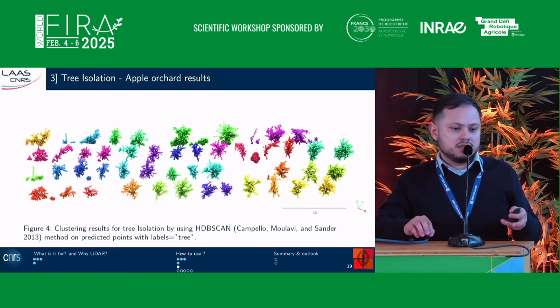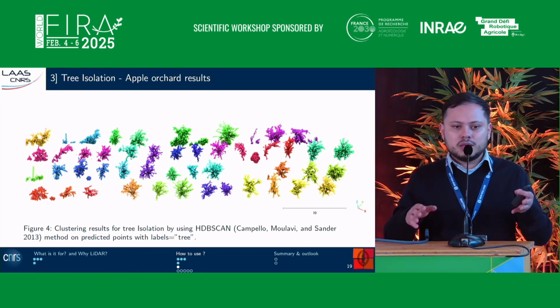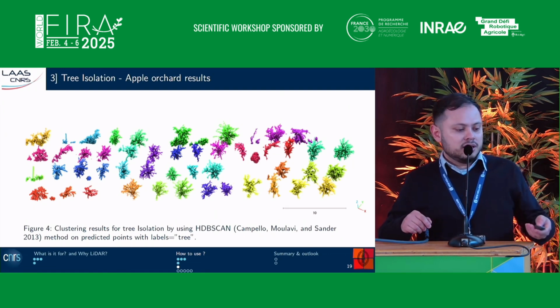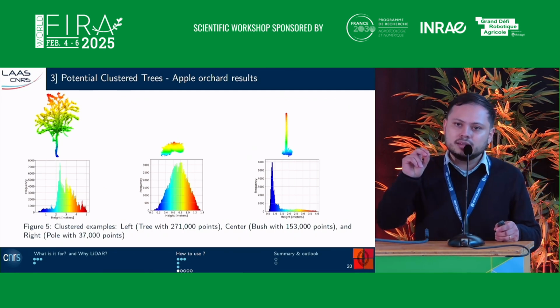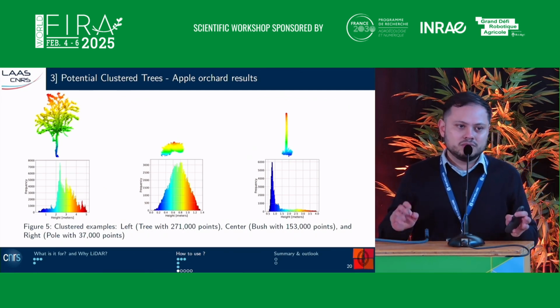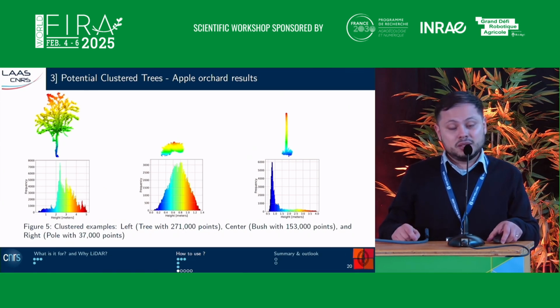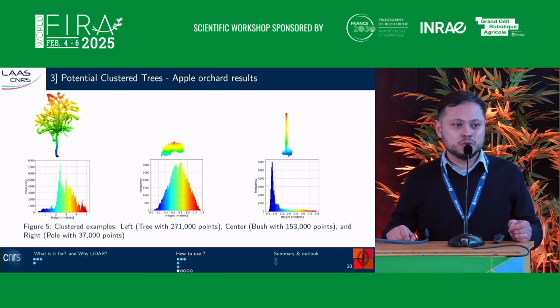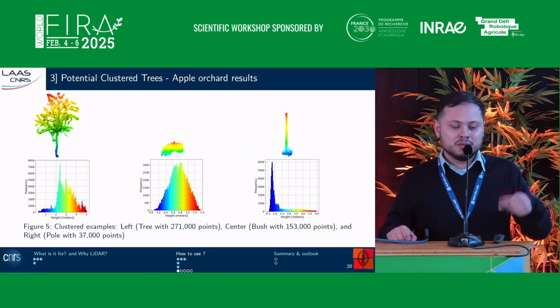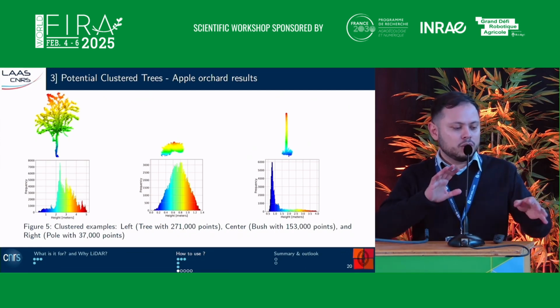However, as you can see in the orchards, sometimes we have some other elements. This is the result for some individual clusters. In theory, trees. But as you can see, we have one tree and two impostors. I cannot tell you who is who, but I will explain later how we can filter.